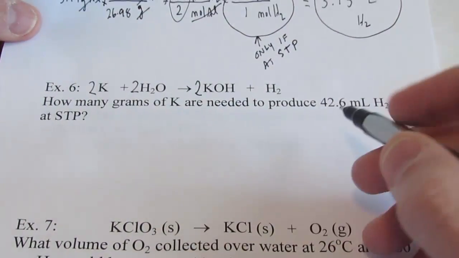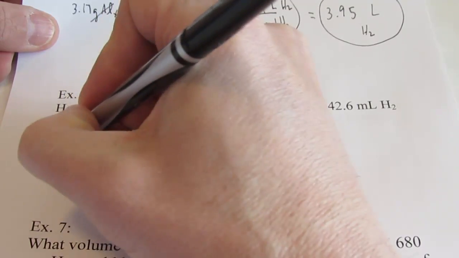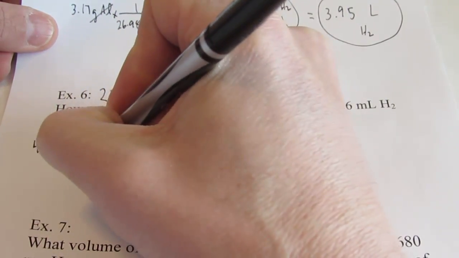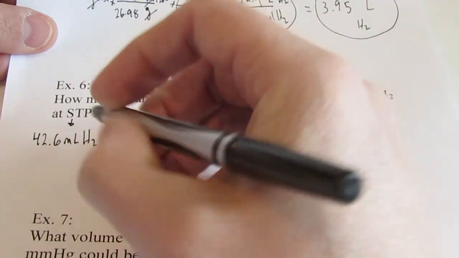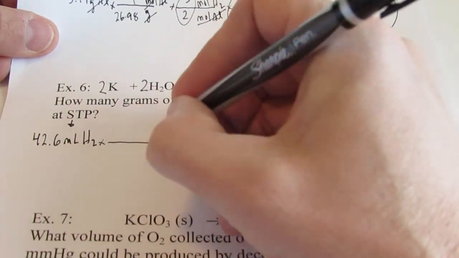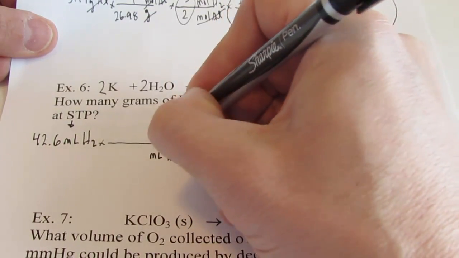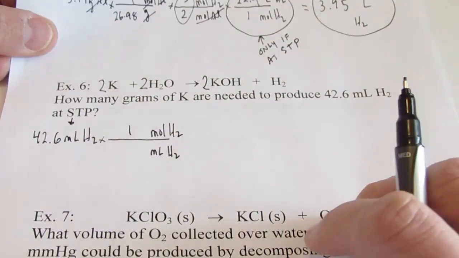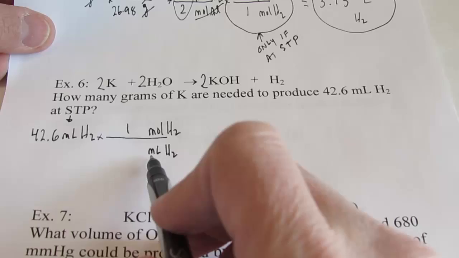All right, so let's see. We're going to start with what I'm given. 42.6 milliliters of hydrogen gas. Now that's at STP, kiddos. So what do we know? Well, we need to get into moles. We're going to get out of milliliters of hydrogen gas and get into moles of hydrogen gas. Now, 1 mole of any gas has a volume of 22.4 liters, but we're in milliliters.